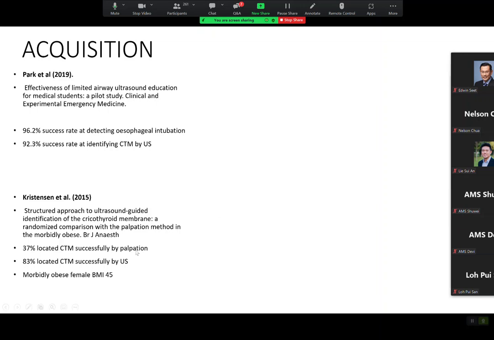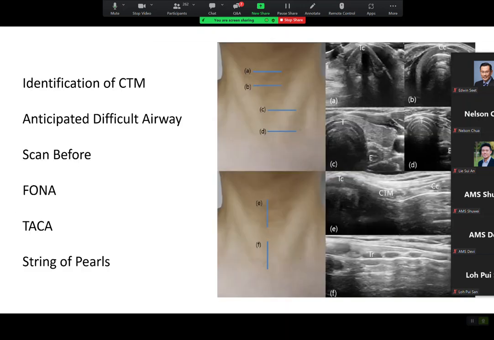And this Lower study in 2015 also showed that cricothyroid membrane was only successfully detected by palpation in about 37% of participants, and by ultrasound it was as high as 83%, and this was in a morbidly obese patient. So in terms of scanning the neck for identification of cricothyroid membrane, we can either scan in the transverse plane or sagittal plane.